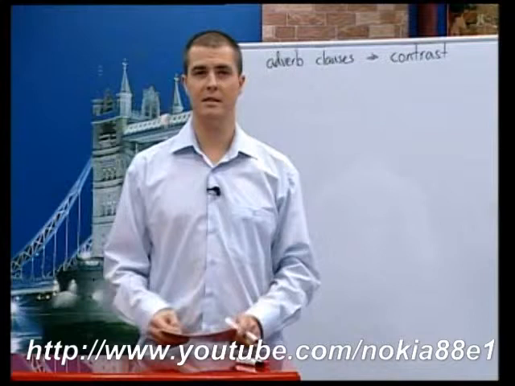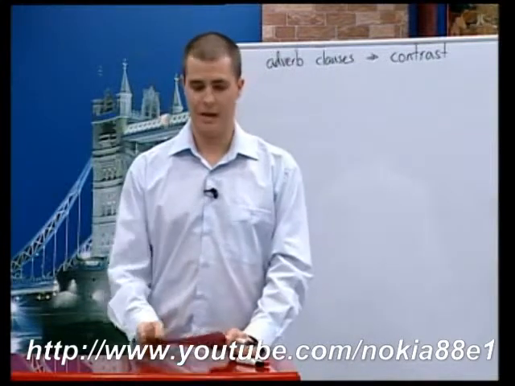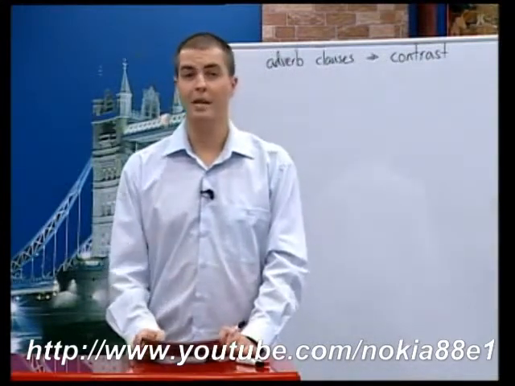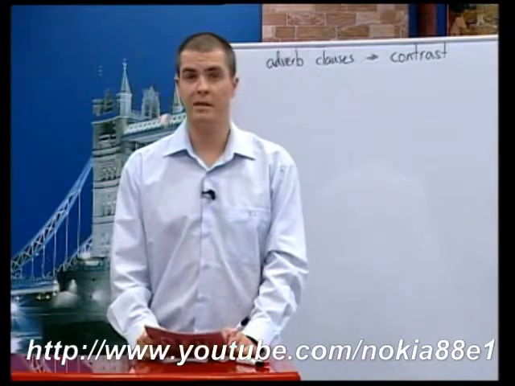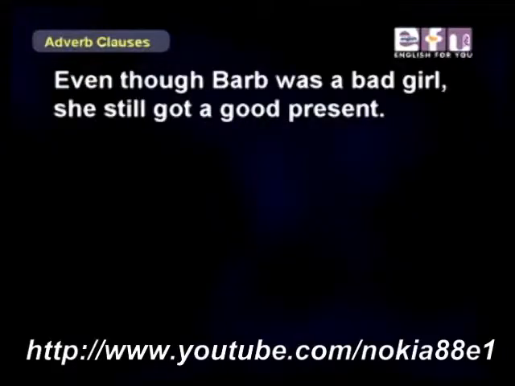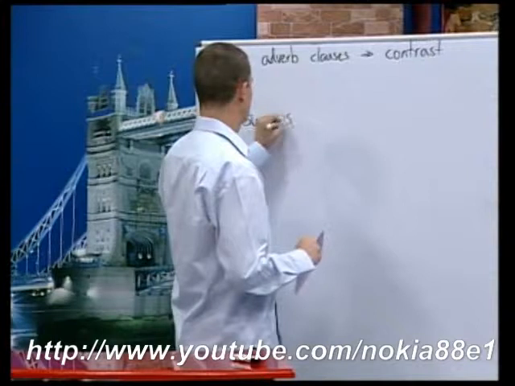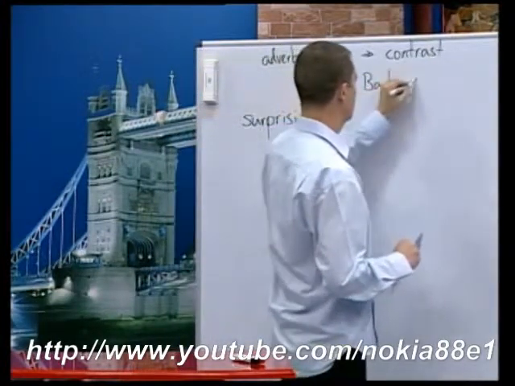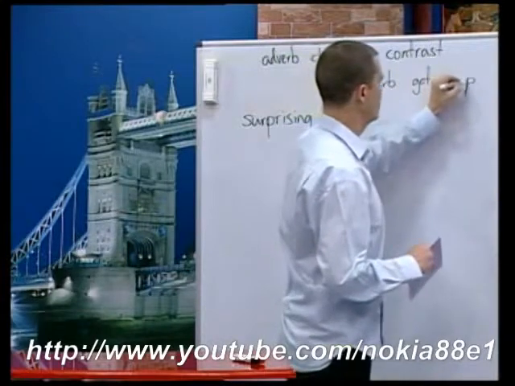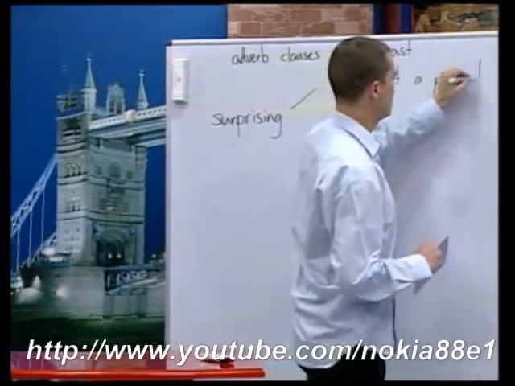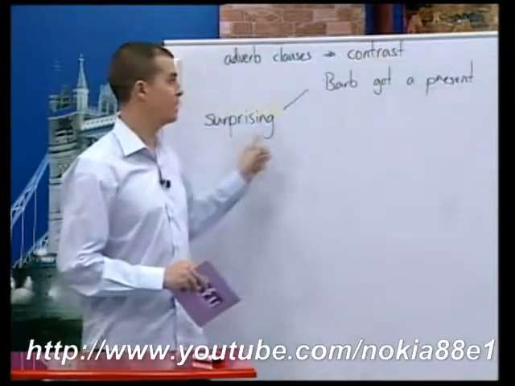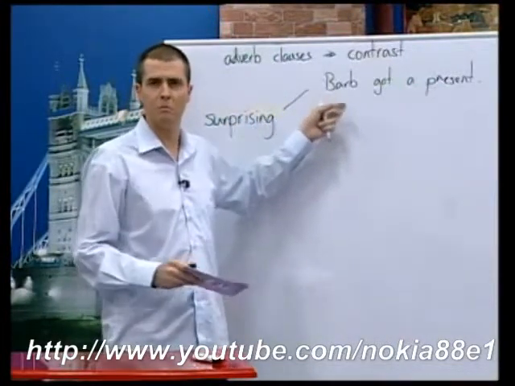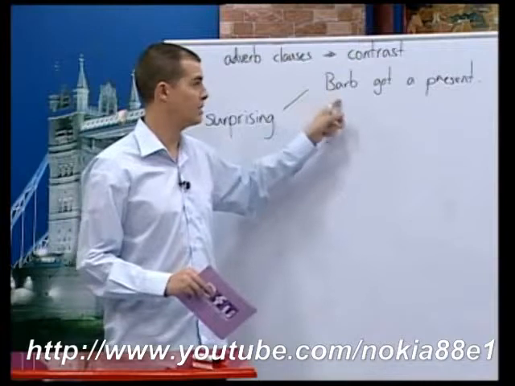Now, in each of these sentences, something unexpected happens. There's an unexpected result. We weren't expecting it. It's a surprise. In the first sentence, it's surprising that Barb got a present. It's surprising because Barb is a bad girl. She wouldn't usually get a present, but she got a present.